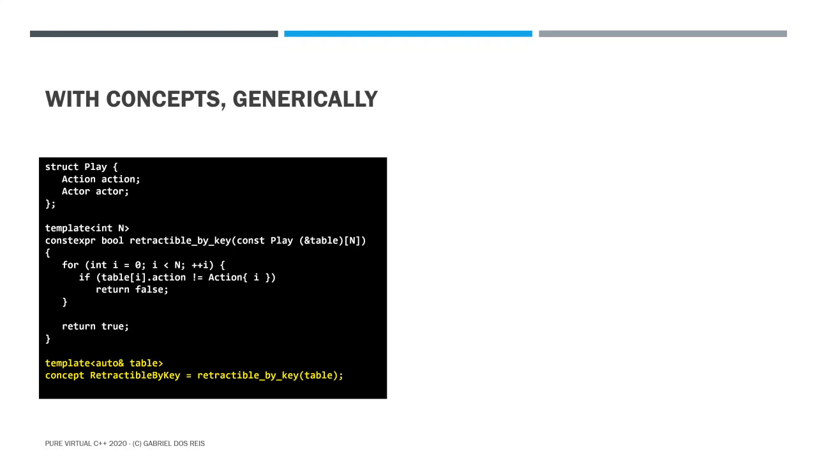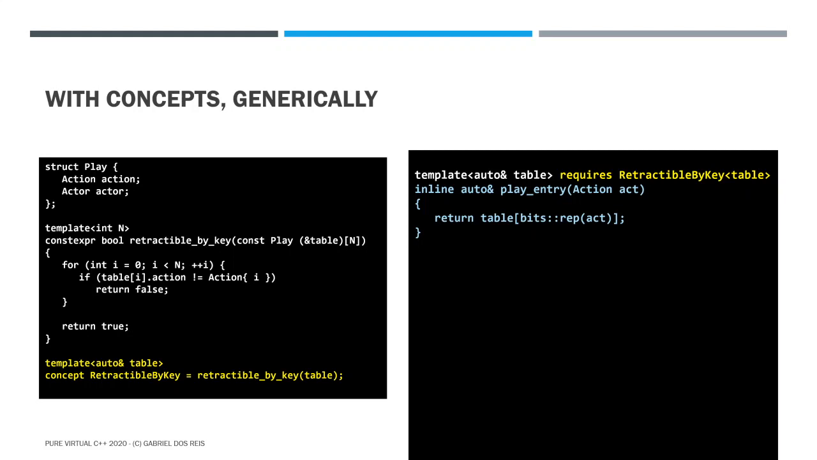Okay? So once we have that, now we can abstract over the table that we're going to have an instance of in the program, and have a function that retrieves the play entry from the table by looking at the corresponding action. So here, the function template play entry has the usual template parameters, but additionally has this thing that we call the requires clause that says, by the way, I do require that this compile time value table satisfy the predicate retractable by key. Okay, and once we know that, we will just take the numerical value of action, look into that table that is provided as a template parameter, and then return the corresponding entry.